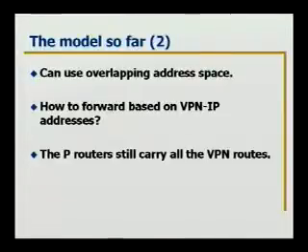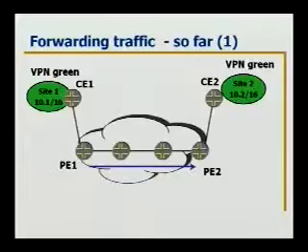So as we've seen before, what MPLS does, it decouples the forwarding decision from the destination address. So let's see how we can use MPLS in order to do forwarding in this case. Let's take a look at the example here. We have a customer in VPN Green at site 1 who wants to send traffic to some destination in site 2. So let's say he wants to send traffic to 10.2.1.1 in site 2.